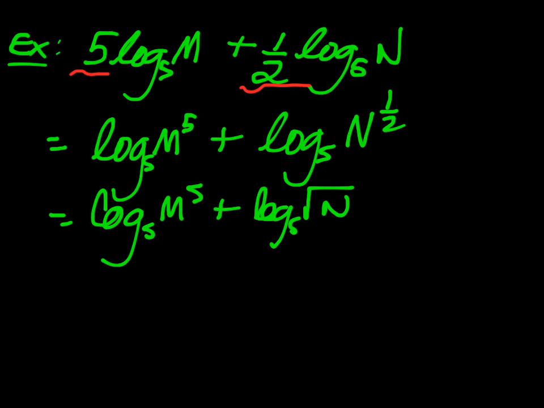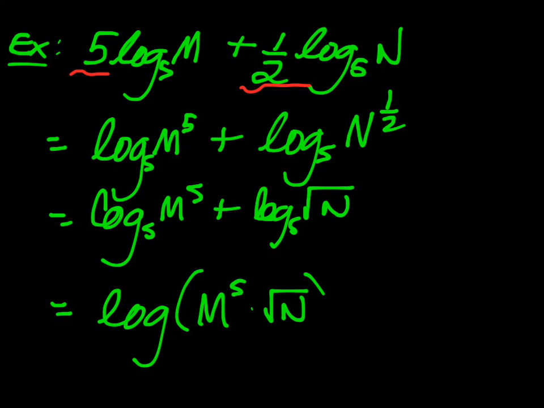Now we're adding logs, and when we add logs, we multiply what's inside the log function. So we write log base 5 of m to the 5 times root n. And there we go. We took it all the way to a single log using our rules. That's a typical question, a good multiple choice question.